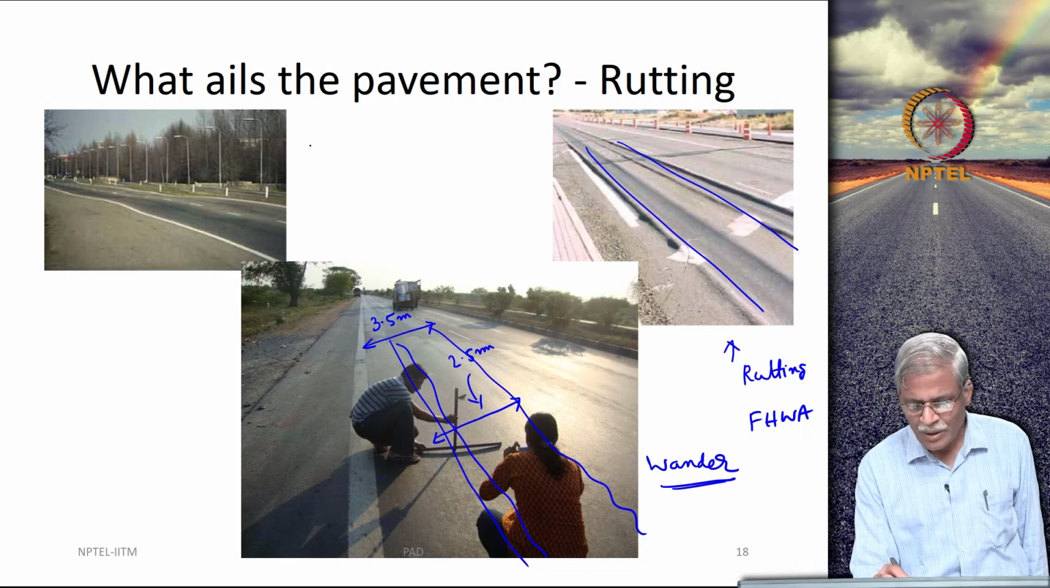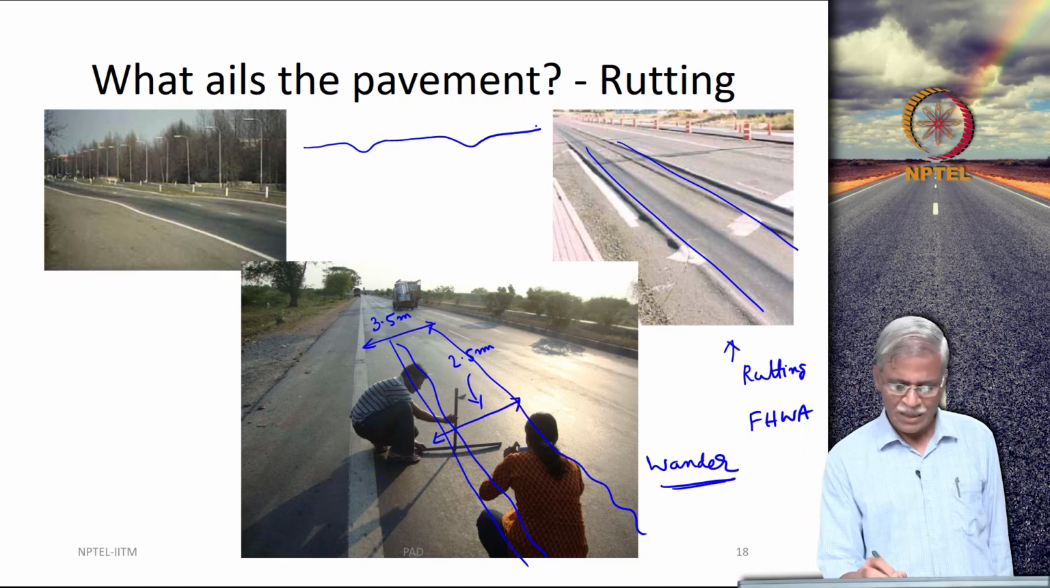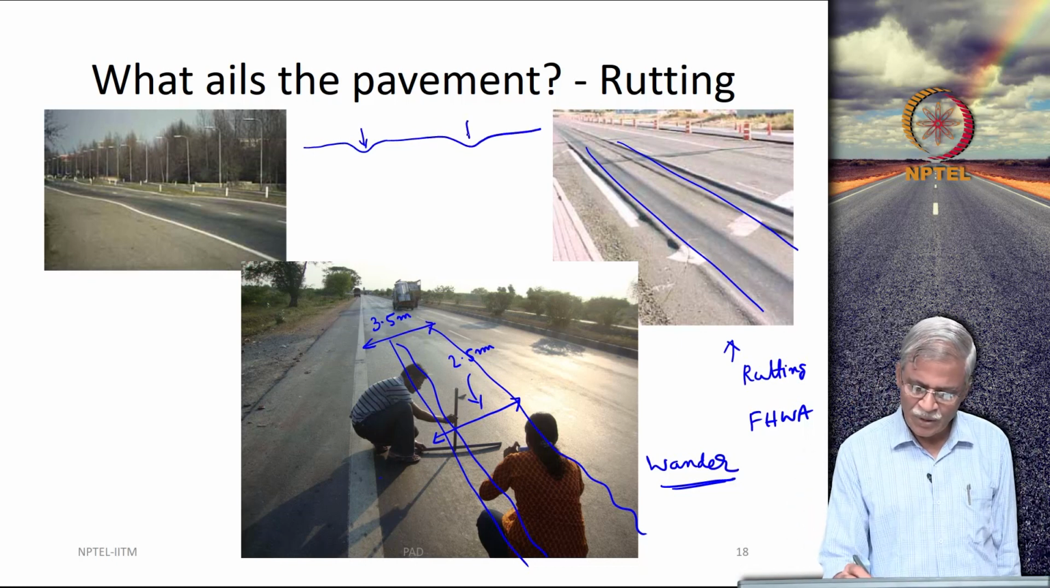Now, what will happen is, if you take a look at the cross section, you are going to see that there is a depression in the wheel path, a depression.